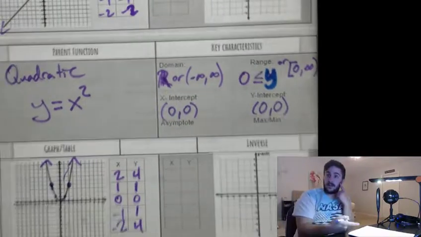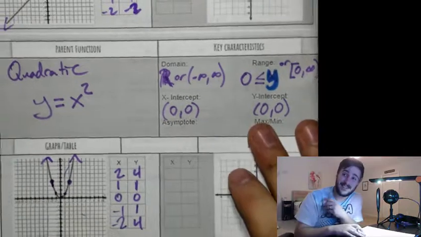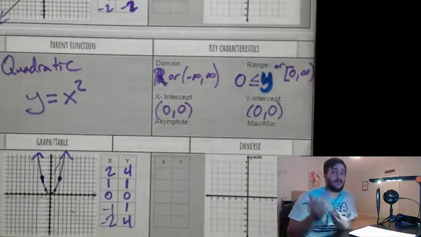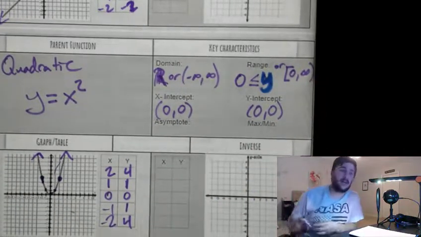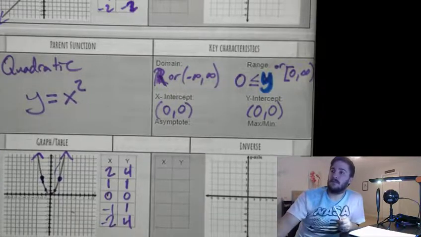So here's quadratic. There you go. Quadratic parent function. Again, this shouldn't be a new function. It's one we should be slightly familiar with, but there we go. 2 out of 9 done.